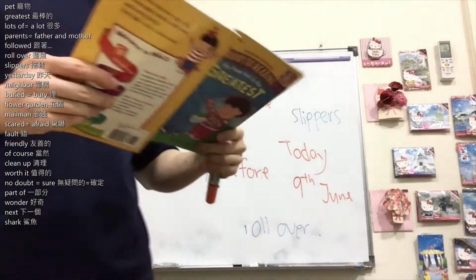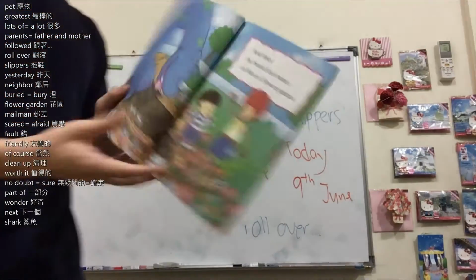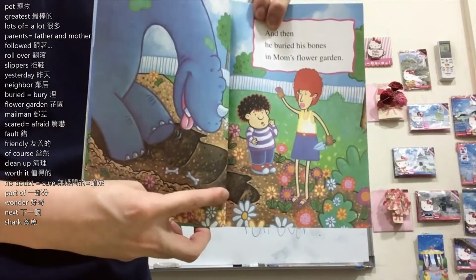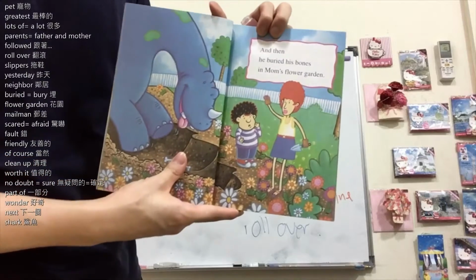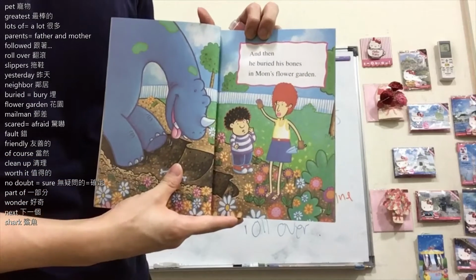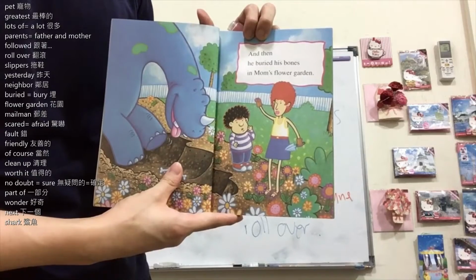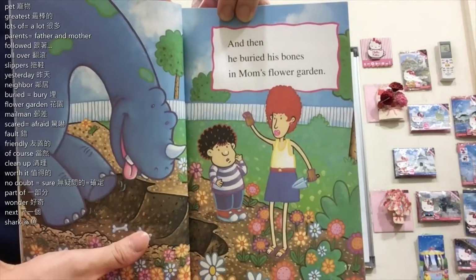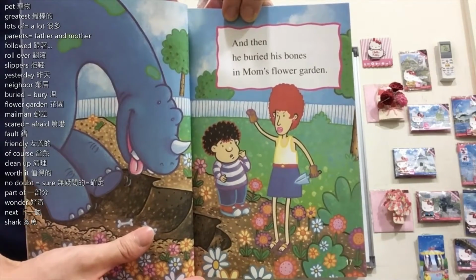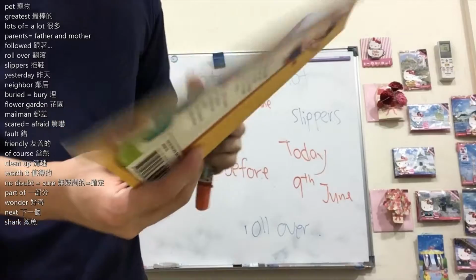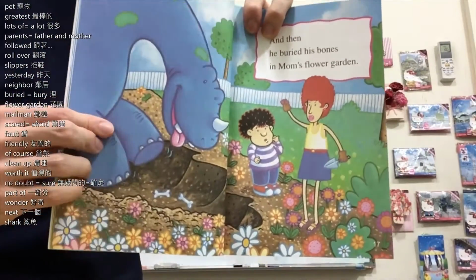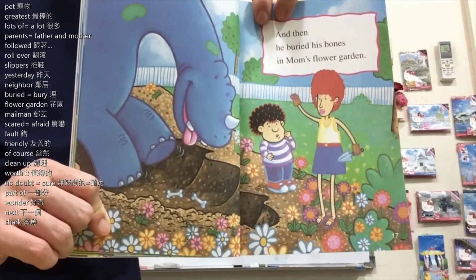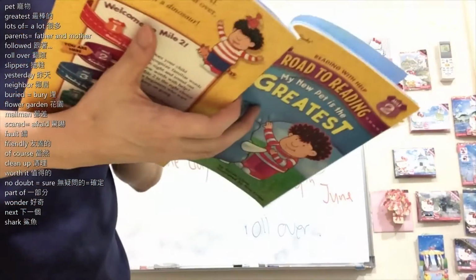Okay. So next page we have, you see the big dinosaur, and we have the garden, and we can see a lot of flowers here, right? Okay? So, and then he buried his bones in Mom's flower garden. So you see the dinosaur is quite naughty, yeah? He's got his bones here, and he buries them in Mom's flower garden. Okay?